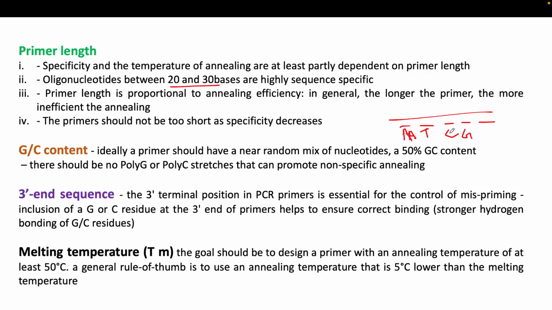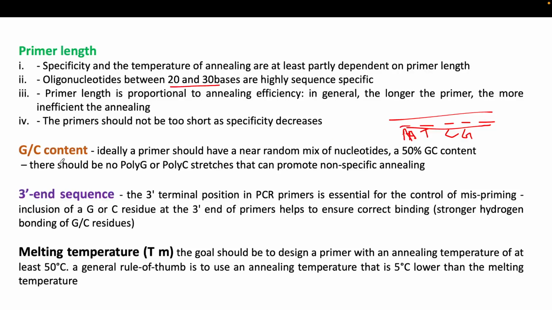Okay, like that, if you are having a very long primer, then it will be more selective. But that much specificity we also don't require, because if we increase the primer length, it will create a problem in annealing. So that is one important thing we have to consider. The primer length should be around 20 to 30 base pairs in length.